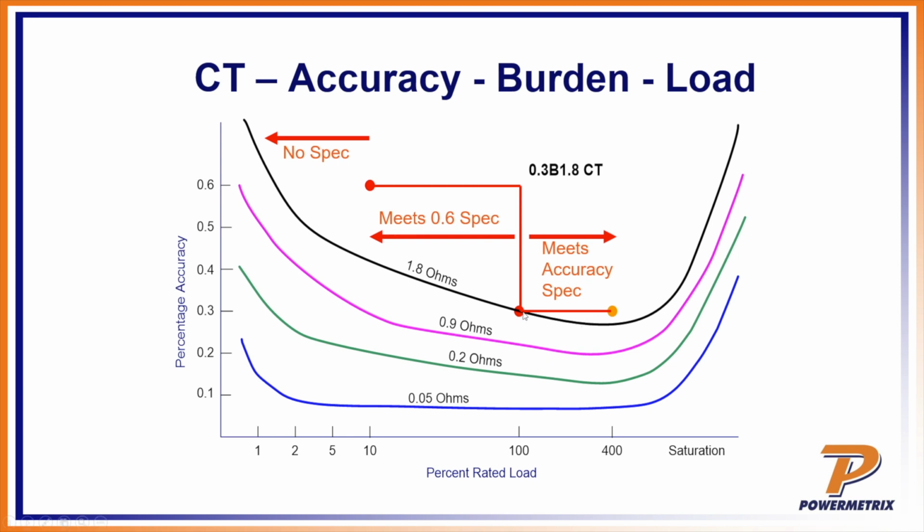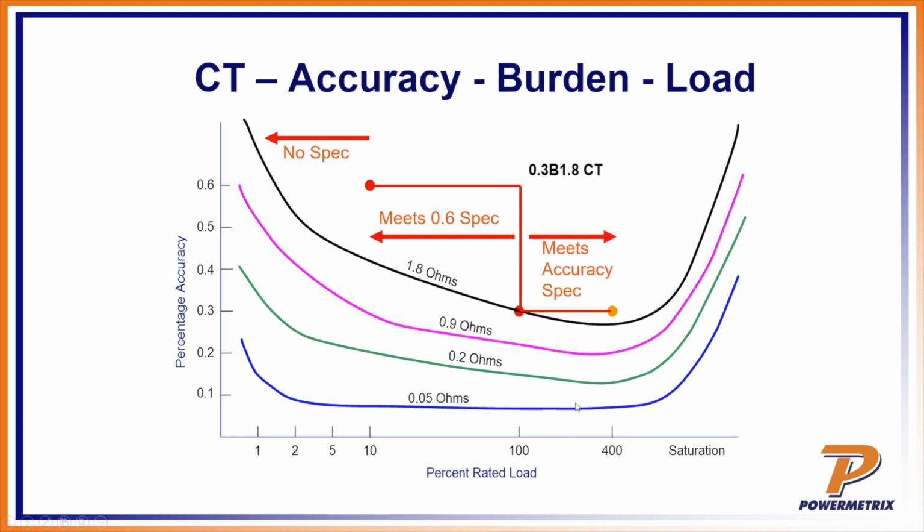If I get below 100%, I no longer hold a 0.3 accuracy spec, but now I have a 0.6 accuracy spec. And I can only hold that for so long. And then again, my bathtub goes straight up. My accuracy goes out the window. So I really want to operate my CTs at 100% or better.